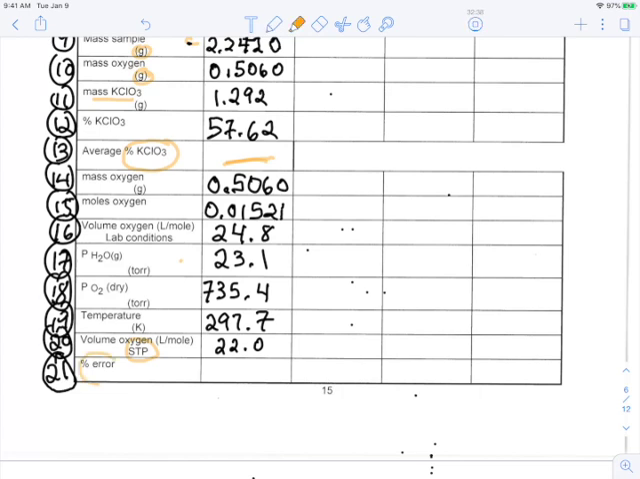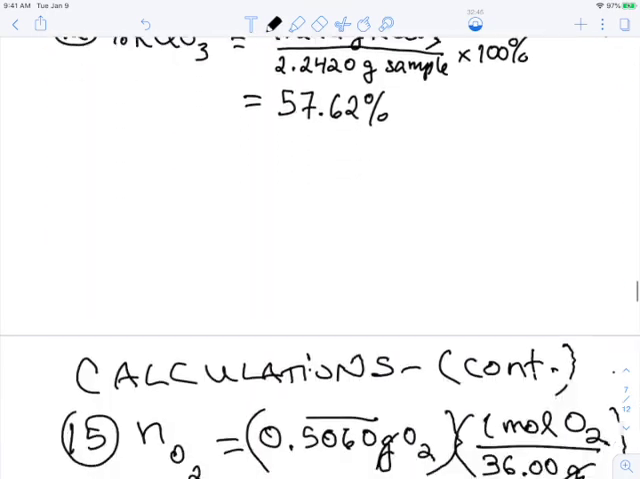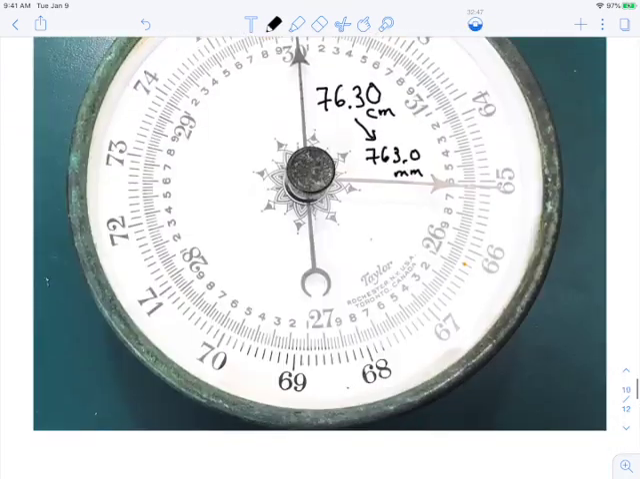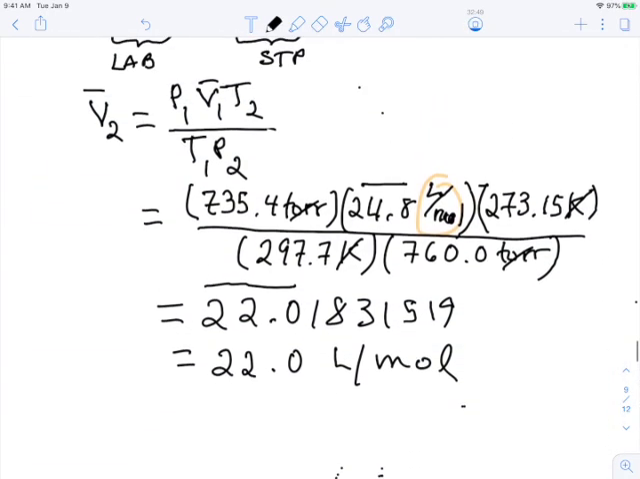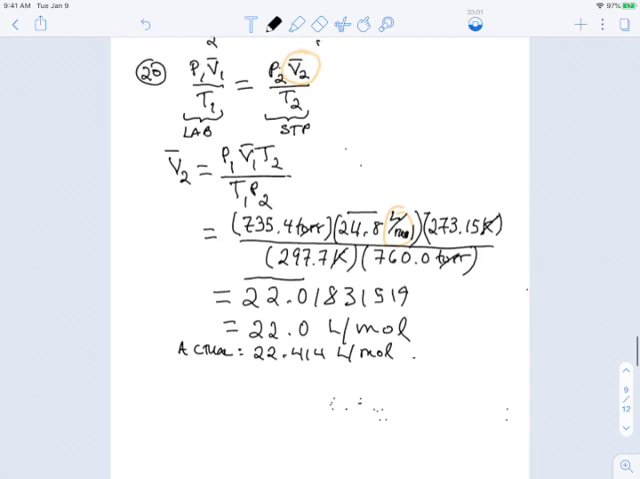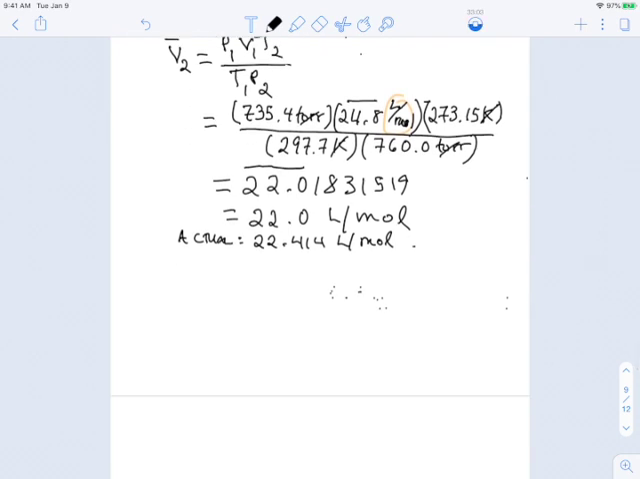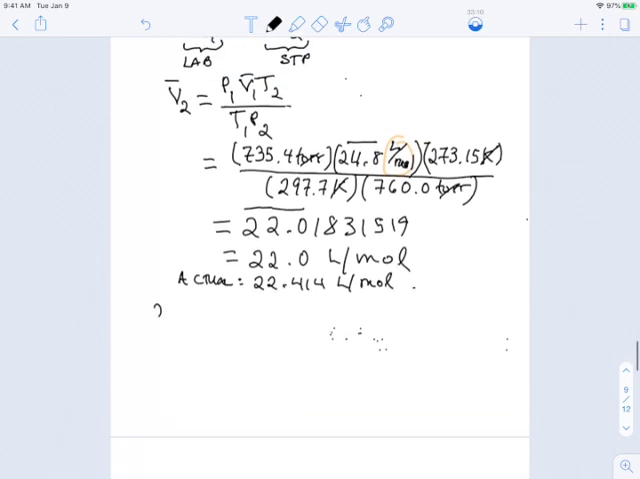Okay, now remember, last but not least, our goal was to find out how close we got to the actual reported value. So we're going to calculate the percent error now. So let's go back to our calculations. And we know that the actual value here is supposed to be 22.414 liters per mole. That is the value that was determined scientifically and was applied to find out what the value of the gas constant was.